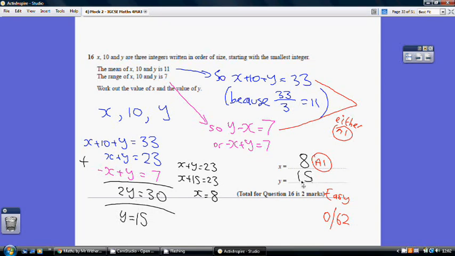Now once I know that y is 15, I can substitute back into any of the other equations. If we substitute back into x plus y being 23, well, I've just worked out that y was 15, so x must be 8.